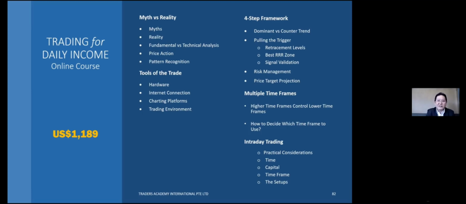This 4-step framework is exactly what I just showed you. Know what is a dominant and counter trend. Know where to enter a trade when you see the signal, pull the trigger. Know which are the levels to which a market can retrace, and know where the best buy and sell zones are, where your risk reward ratio is superior. And then when the signal comes, validate it, and if it's valid, go in.